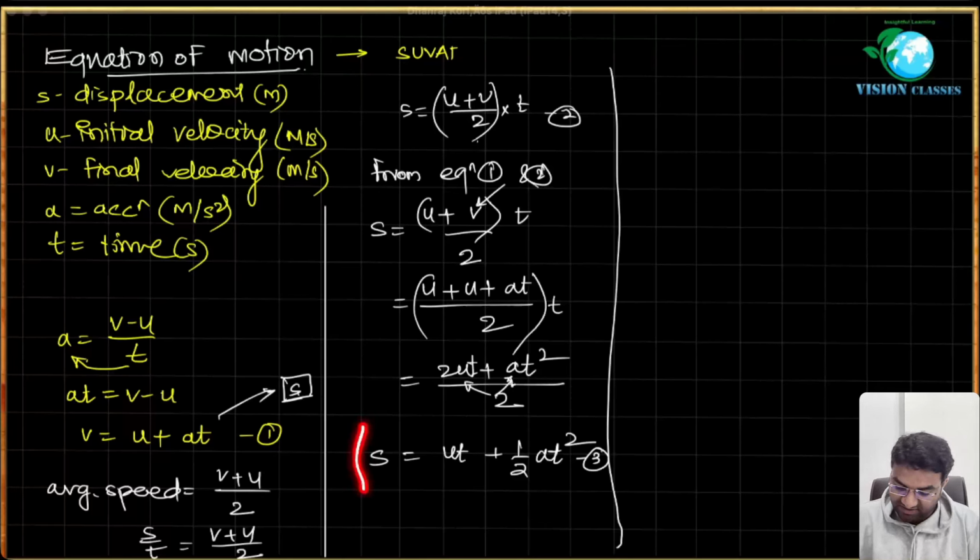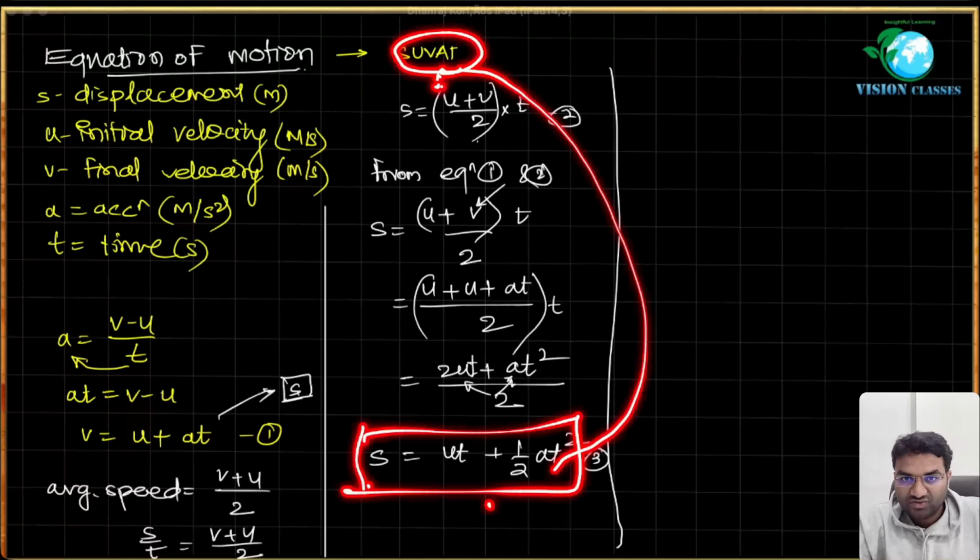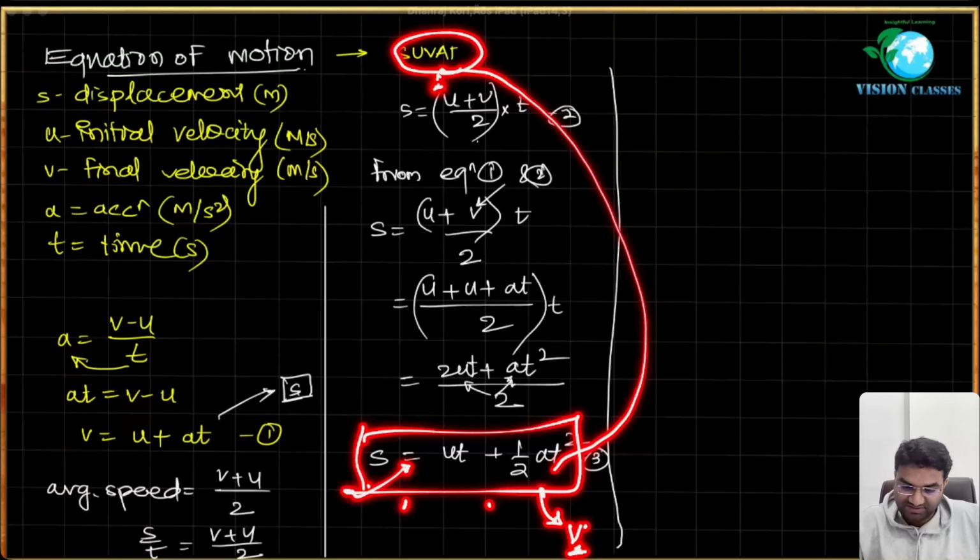Now in this equation, if you compare with these letters, what's not there? It's the final velocity. v is not there, isn't it? So whenever we don't have the final velocity and they are asking us to calculate the displacement, we can use it, isn't it?